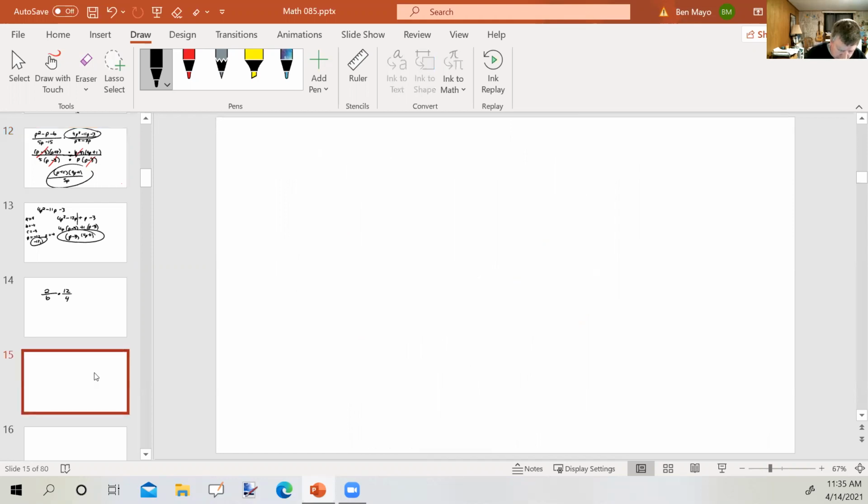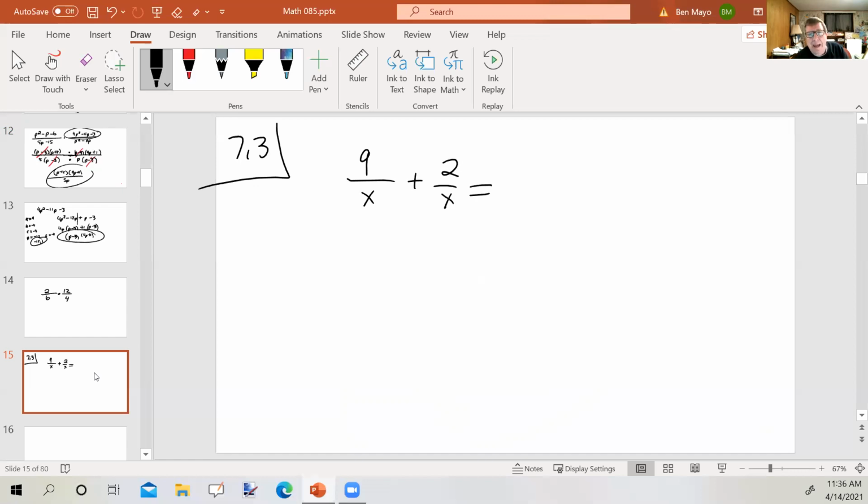Okay, we're going to go on then to section 7.3. We're going to look at two things today. The first thing is adding and subtracting fractions that have the same denominator. So let's start out with something like this: 9 over x plus 2 over x. When you're adding fractions with the same denominator, you add the numerators over the common denominator.